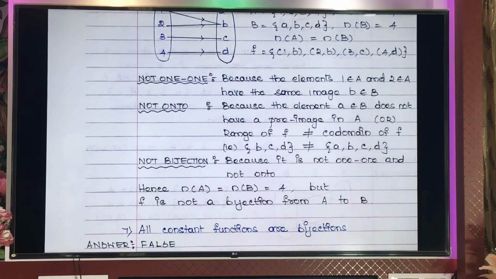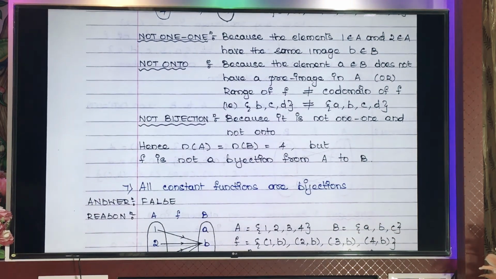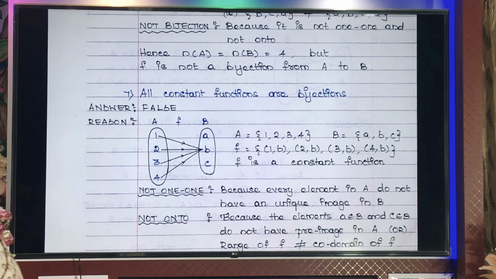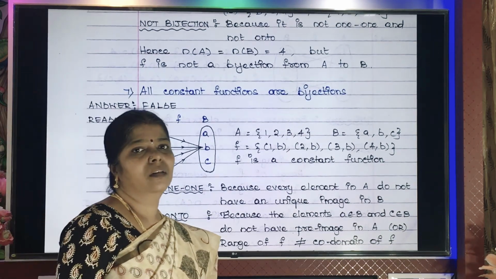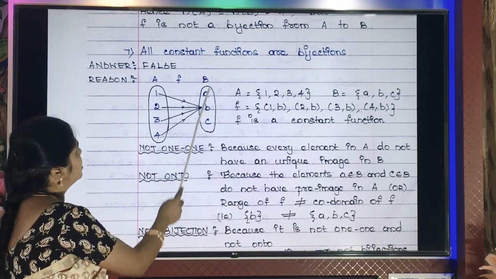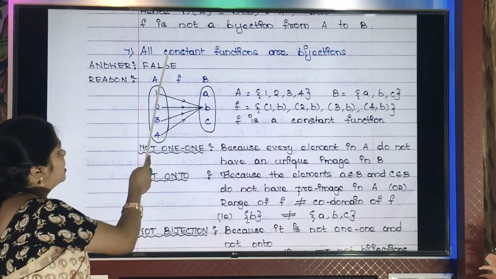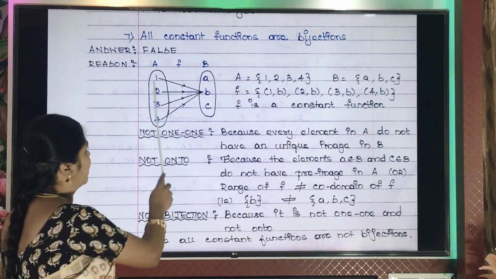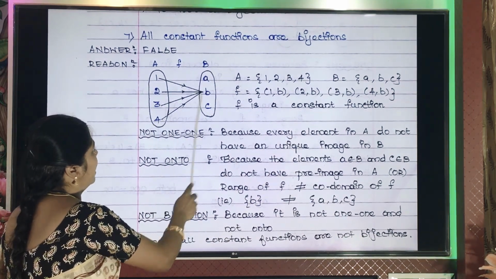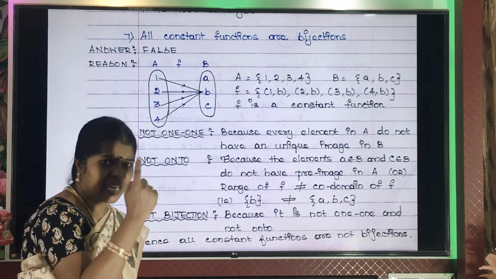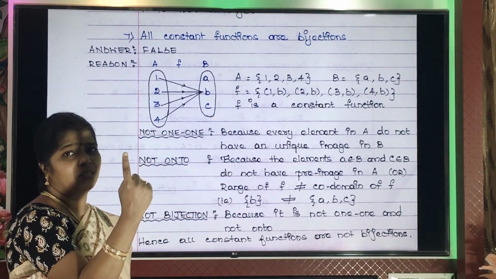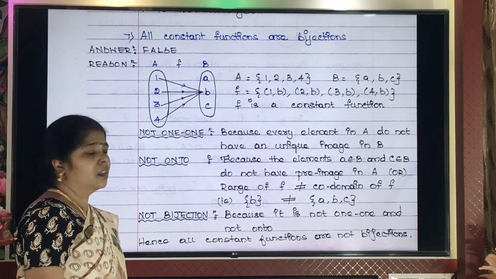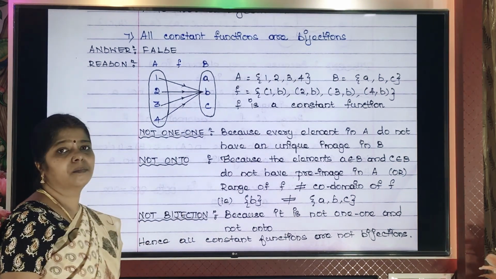Okay, calm down. Now the 7th one. All constant functions are bijection. How is it possible? Can we get a constant function as bijection? The answer is false. Because we all know in a constant function all the elements will have how many images? Yes, only one image. So the image is not different. Therefore it is not 1 to 1.